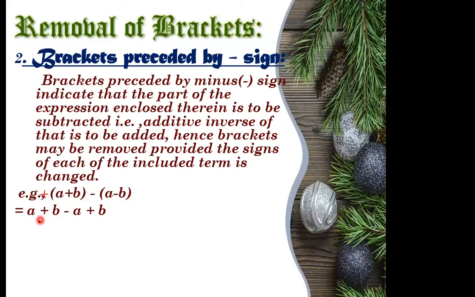Okay, after that simply you will arrange it. You will write here a minus a plus b plus b. Now here this one is plus a, and this one is minus a, so plus and minus will cancel together, and here you have plus b plus b, so you will write 2b. So the answer will be 2b. Okay, I'm going to explain these things with the help of questions as well, so please do not get confused.